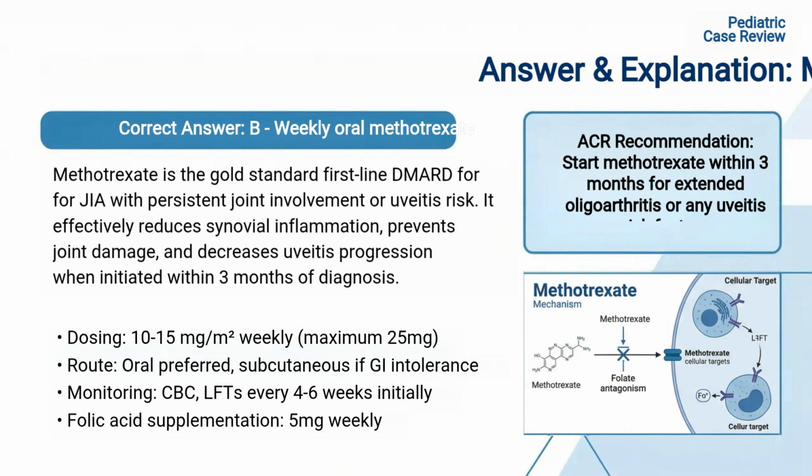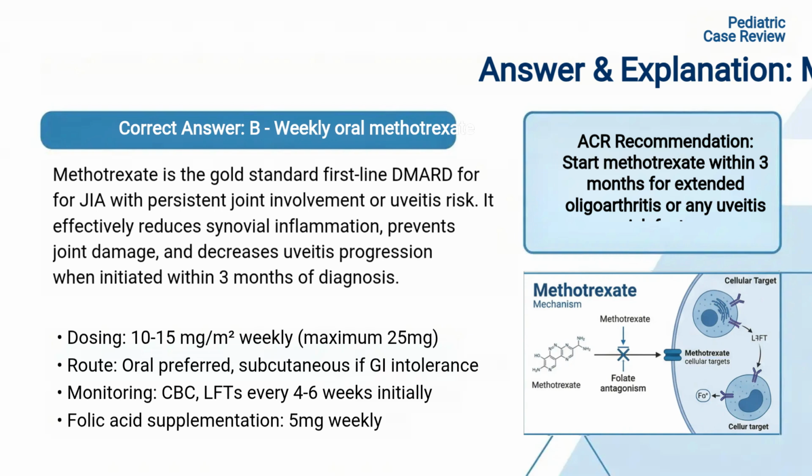Methotrexate is the gold standard first-line disease-modifying antirheumatic drug for juvenile idiopathic arthritis with persistent joint involvement or uveitis risk. It effectively reduces synovial inflammation, prevents joint damage, and decreases uveitis progression when initiated within 3 months of diagnosis. Dosing is 10 to 15 milligrams per meter squared weekly, with a maximum of 25 milligrams. The oral route is preferred, with subcutaneous administration if gastrointestinal intolerance occurs.